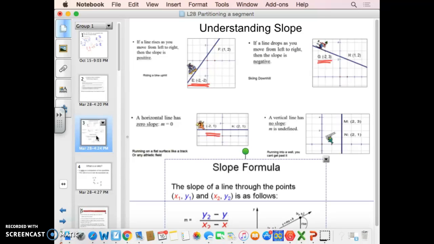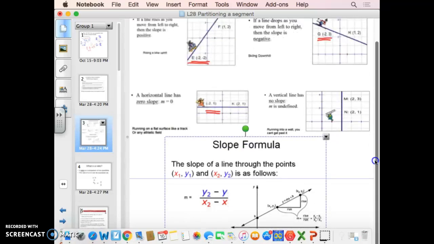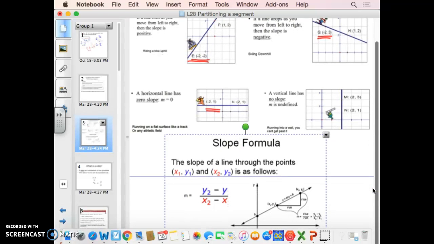But please note too that if a line's going up, it has a positive slope, down is a negative slope, 0 and undefined. So that's just a quick review. What we're going to be using more formally today is the slope formula. So remember, the slope formula is y2 minus y1 over x2 minus x1. Okay. And we'll be using that today.